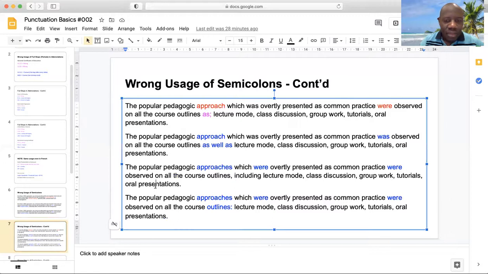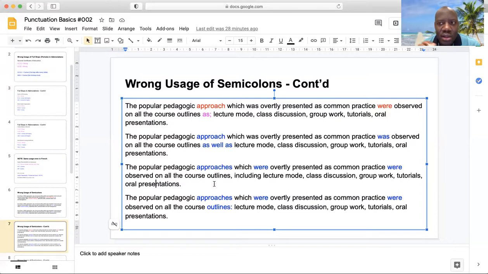Okay. Now, this is another example where there are a number of things to be corrected, and it's from the same source as above. They say the person writes, the pedagogic approach which was overtly presented as common practice were observed on all the course outlines as you see. And then again, this is like an attempt to introduce a list, which is not the correct way to introduce a list. But the whole of this sentence seems to have another bigger problem that needs to be corrected.